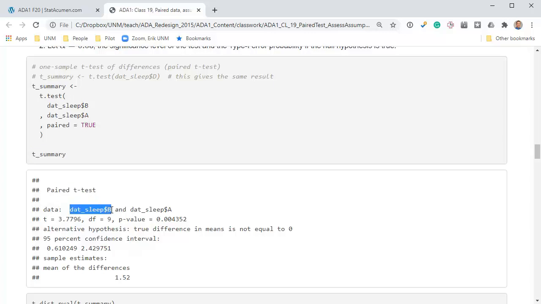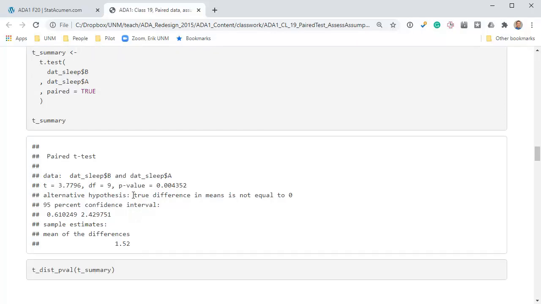The result goes into t-summary, and it says paired t-test. The data are the B vector and the A vector in that order, and when you take the pairing, it's going to take that difference in that order. The mean of those differences is 1.5. Once it takes those differences, it treats it as a one-sample t-test based on the differences. The t-statistic for that one-sample list of differences is 3.7, the p-value is 0.004, and you have a confidence interval for the differences somewhere between 0.6 and 2.4.